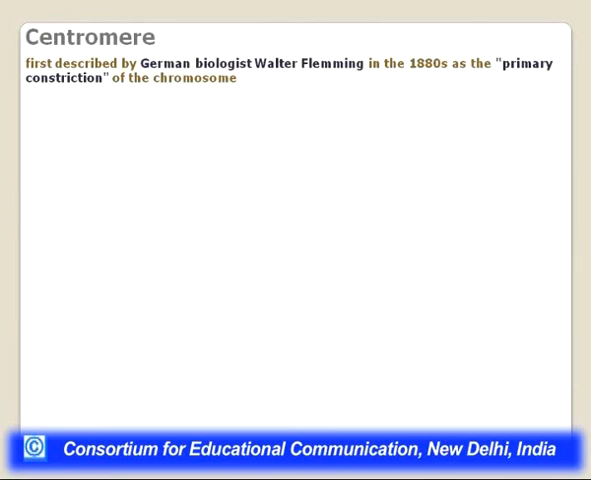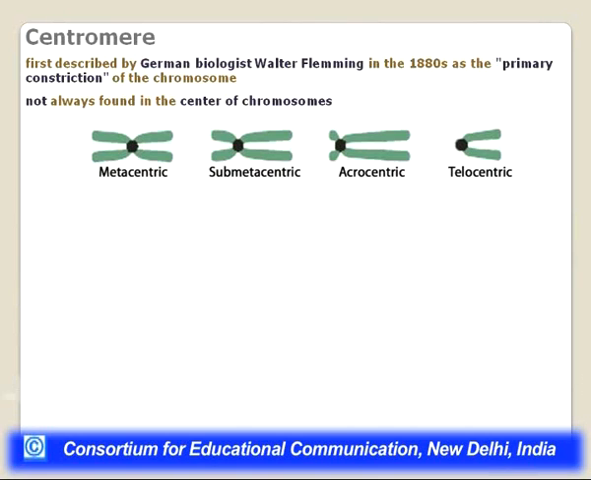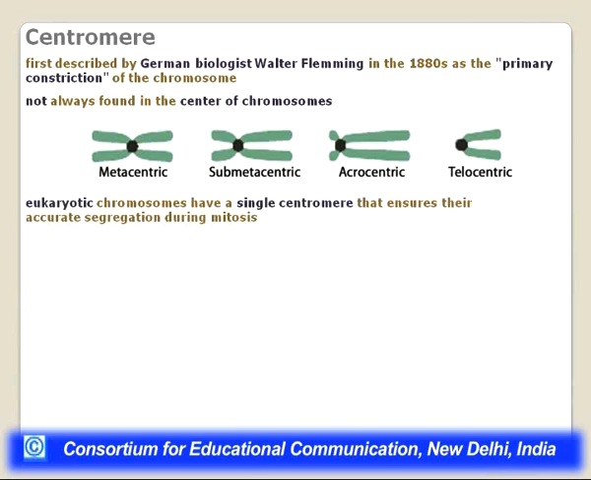So the centromere was first described by Walter Flemming. It is not always found in the center of the chromosome. If it is in the center, then the chromosome is termed metacentric. If it is towards one pole, it is submetacentric. If it is further towards one of the ends, it is acrocentric. And if it is present at the end and there are only two arms of the chromosome, then it is said to be a telocentric chromosome.